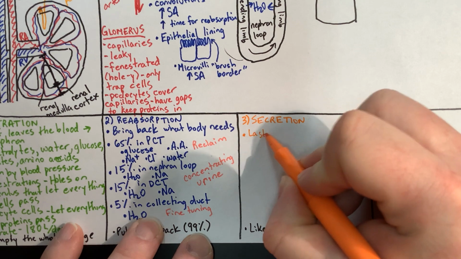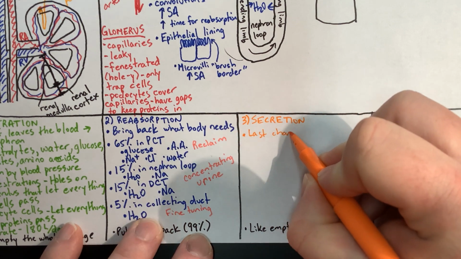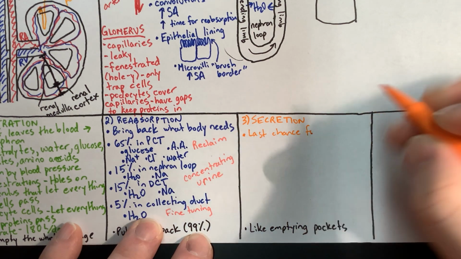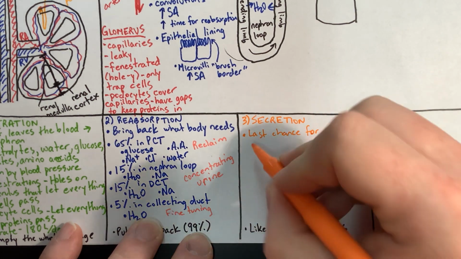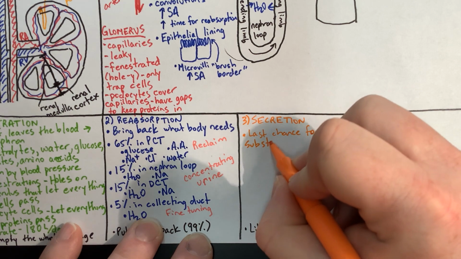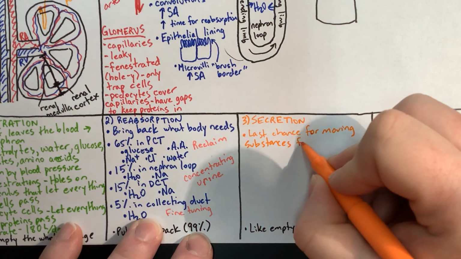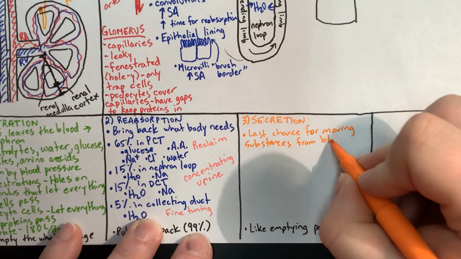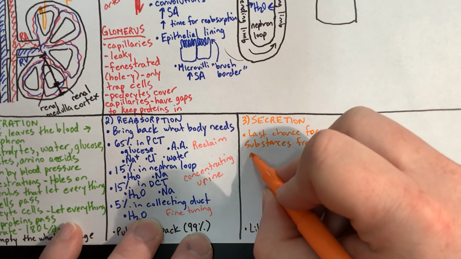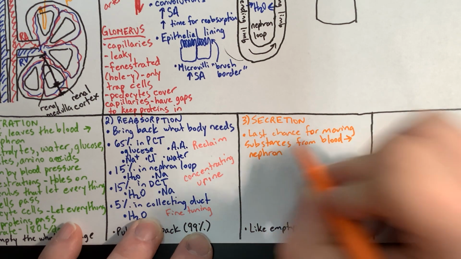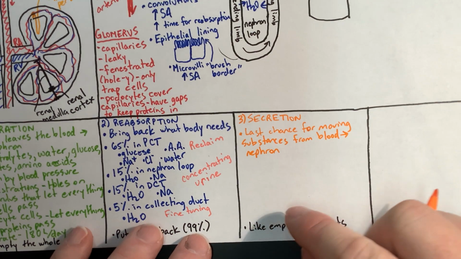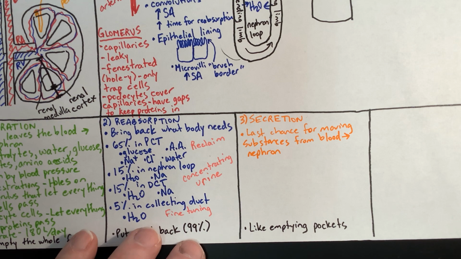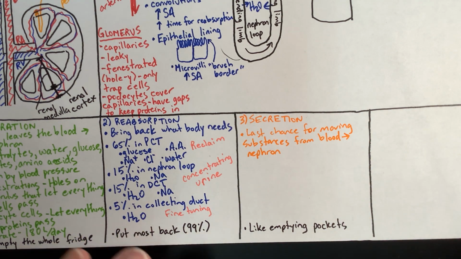This is the last chance for moving substances from the blood to the nephron. And if we think about where this is happening, a lot of it is going to happen in the distal convoluted tubule, but some is going to happen in the proximal convoluted tubule as well.